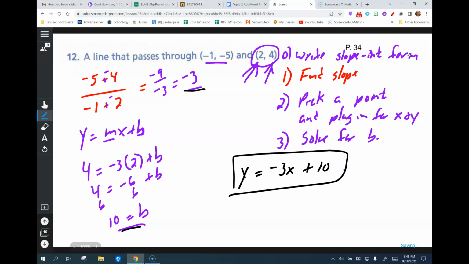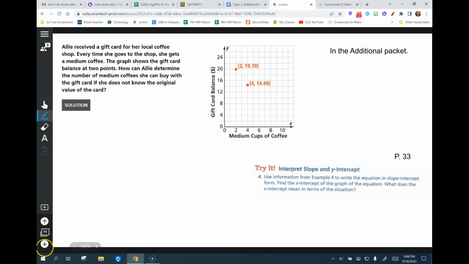Okay, good, awesome. Given 2 points, these are the steps that you want to follow in order to get the equation in slope-intercept form. Now go back to the packet. This question is on your page 33, but I get so tired of them not giving the whole problem. So here is the example right before. This is the information that we didn't have before.